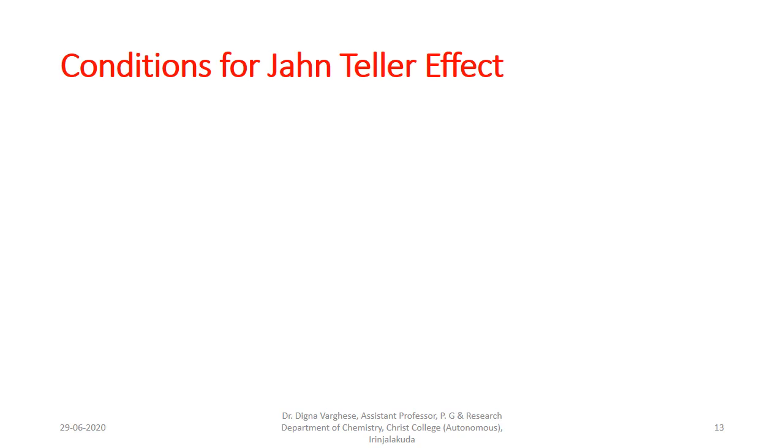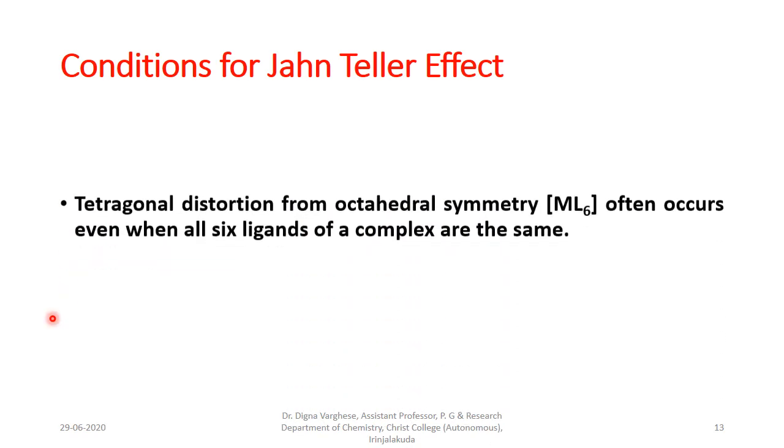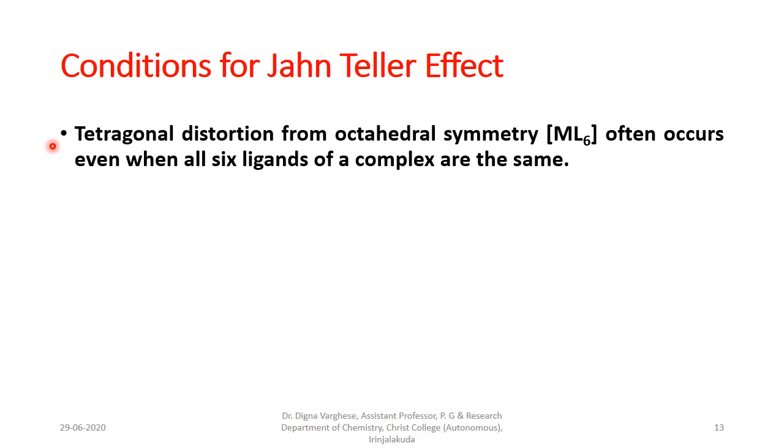Conditions for Jahn Teller effect. Tetragonal distortion from octahedral symmetry ML6 often occurs even when all the 6 ligands of a complex are the same. When ML6 contains the same ligands, we are not expecting any distortion, but in some cases, even if all the 6 ligands are the same, tetragonal distortion happens.